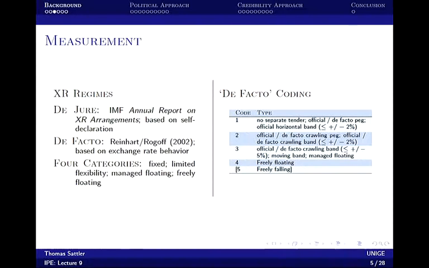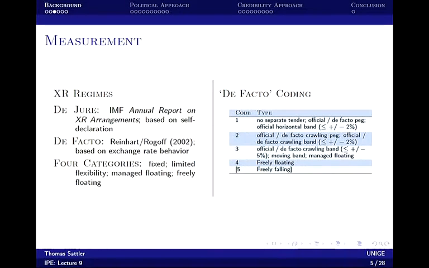The managed floating is one where we have exactly the same situation. We have a band that's crawling, so it's going up and down, but it floats around this trend by plus minus 5%, and all the other ones are freely floating exchange rates. There's a fifth category, which is freely falling. In the countries that we're going to look at, we don't have that, but these are currency crises.